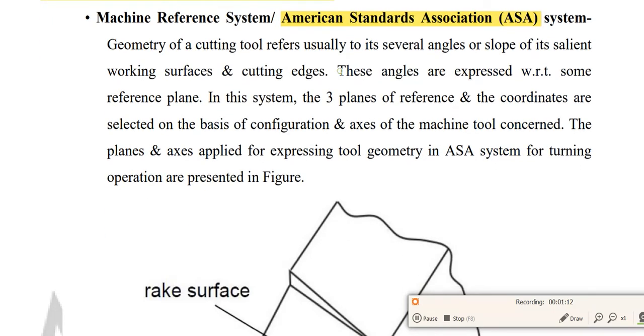These angles are expressed with respect to some reference planes, and in this system the three planes of reference and the coordinates are selected on the basis of the configuration and axes of the machine tool concerned. The planes and axes applied for expressing tool geometry in the ASA system for turning operations are shown in the figure.